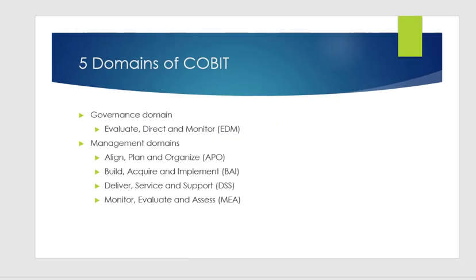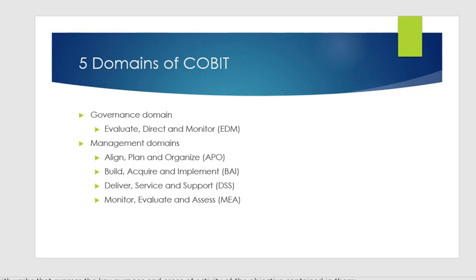What we'll be using for the definition of your policies, processes, and controls is the 5 domains of COBIT. Under governance, there's an evaluate, direct, and monitor. Under management, there's an align, plan, and organize, a build, acquire, and implement, a deliver, service, and support, and a monitor, evaluate, and assess domain.